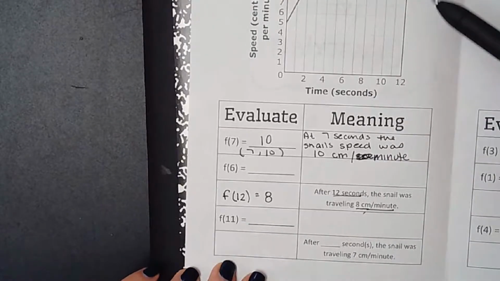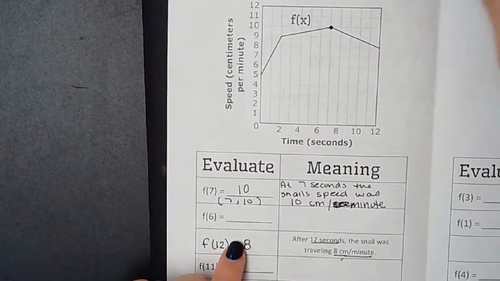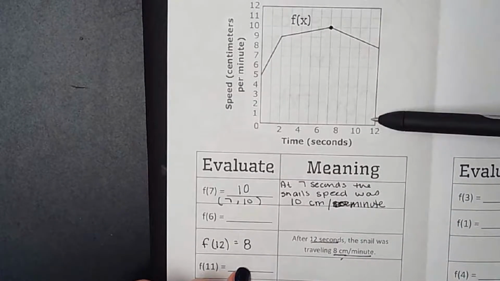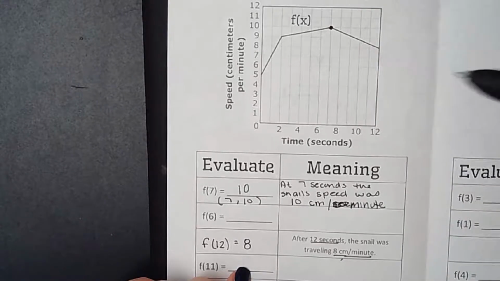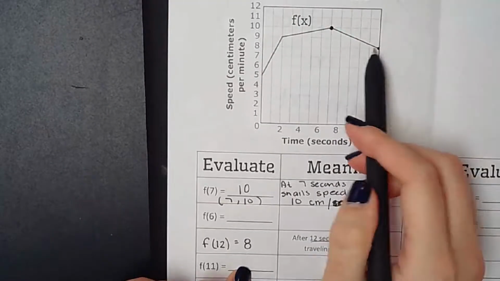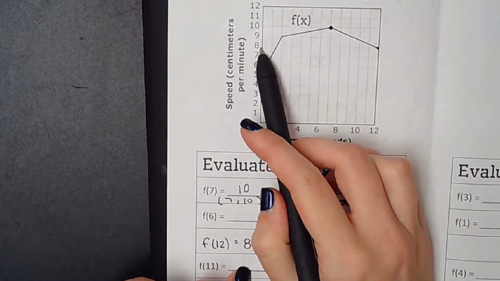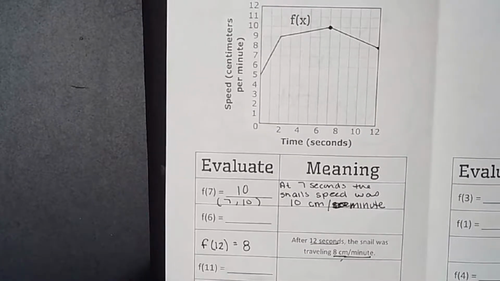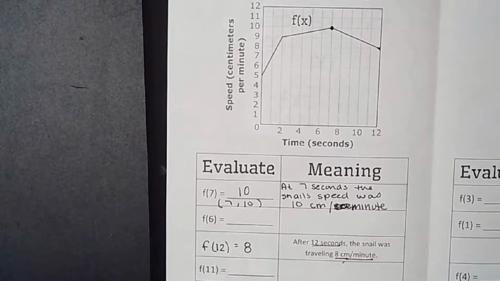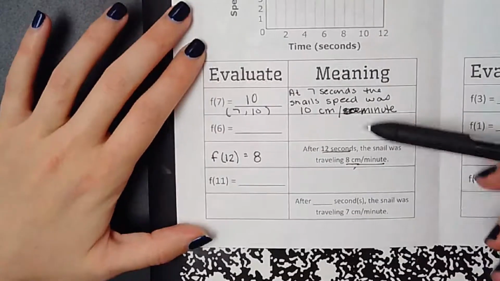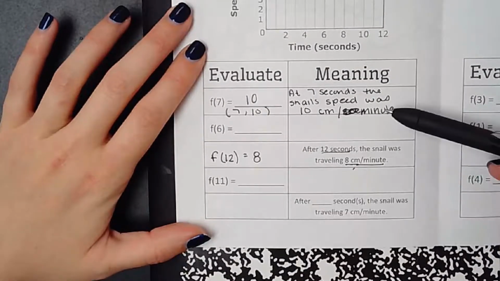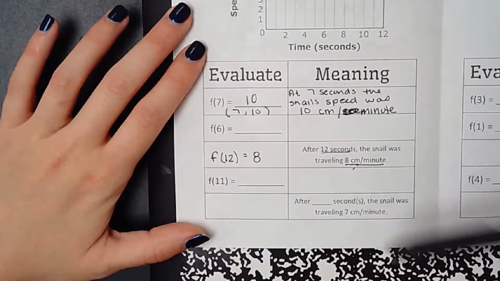And we can verify that on the graph. When our x value is 12, if I follow that up, here's my point. At that point, my y value is 8. The rest of these are your assignment.